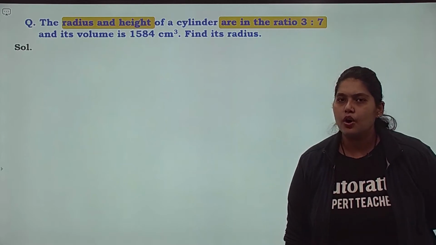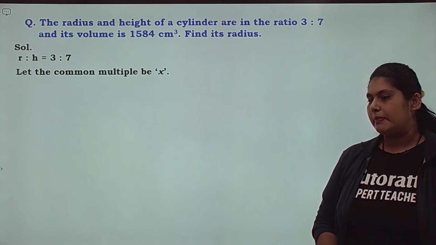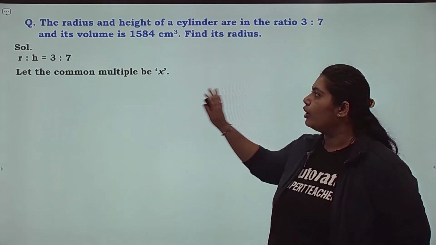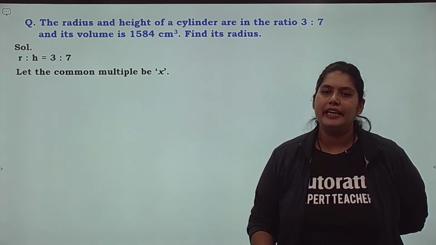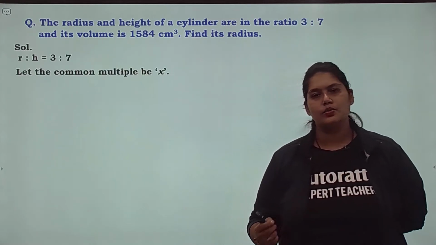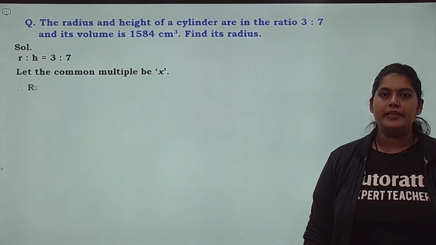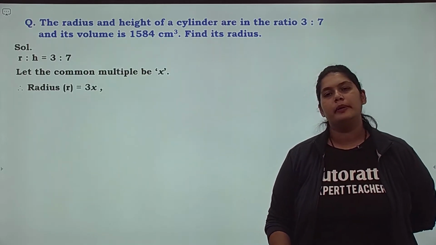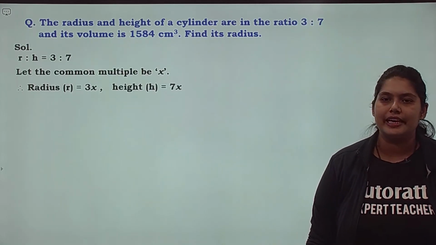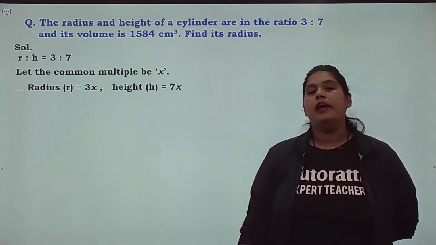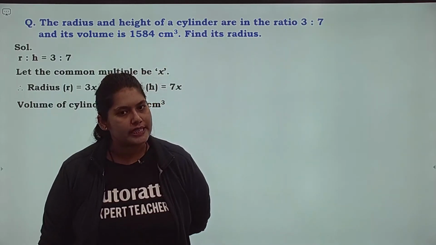तो रेडियस और हाइट का रेशियो क्या है, 3:7. तो सबसे पहले क्या करना है, जब भी we have ratio we are going to take a common multiple. Whenever we talk about common multiple, we can take any letter which is x, y, z, a, b. ठीक है, कुछ भी ले लीजिए. मैंने यहाँ पे x लिया है. Fine. So my radius is going to be 3 times of x and my height is going to be 7 times of x. ठीक है. Now volume तो हमारे पास already है. It is 1584 centimeters cube.